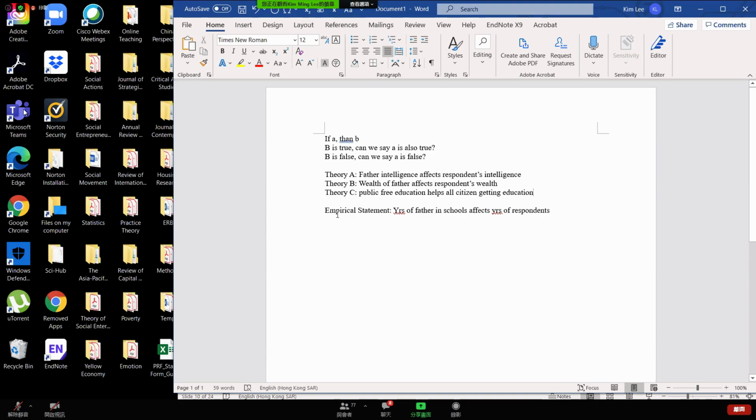So in this case, if you find out that the empirical statement here is true, then you can eliminate theory C, because theory C implies the empirical statement is not true. So you can eliminate theory C, but it makes theories A and B both more credible.